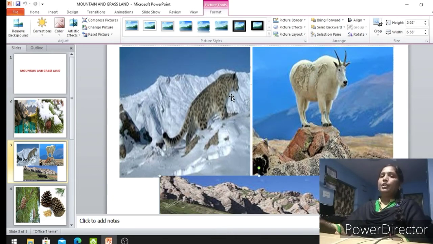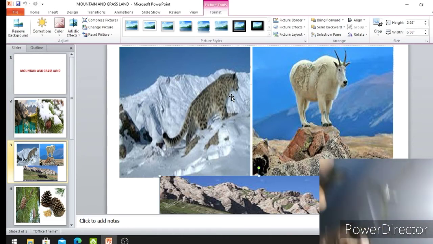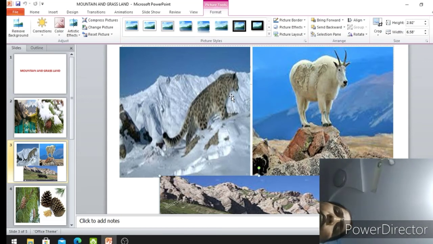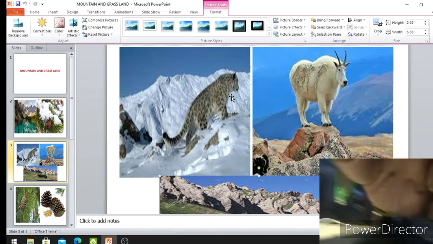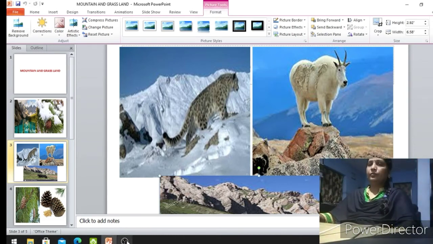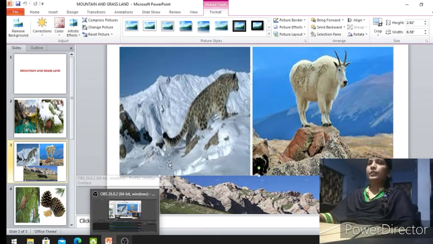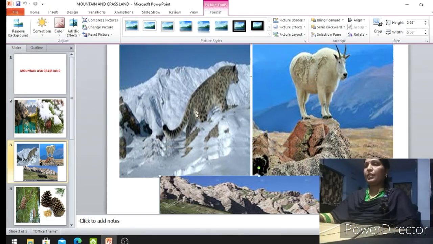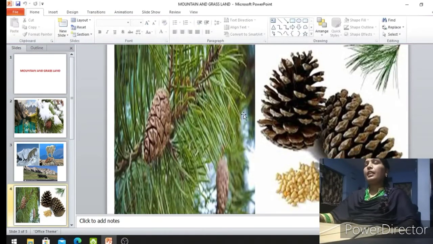Why they show the camouflage character actually? They are showing the camouflage character to escape from their predators. When they are merging in the surrounding, predators cannot find these animals and they can't eat them. So to survive from their predators, they are showing a character called as camouflage.